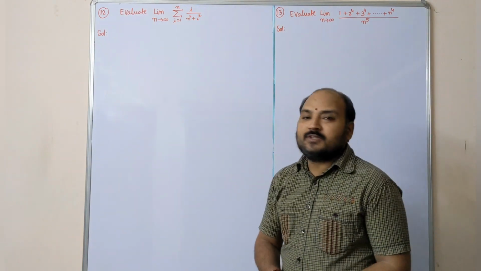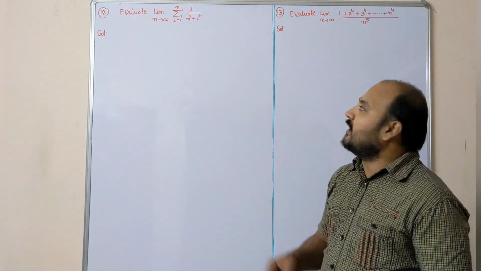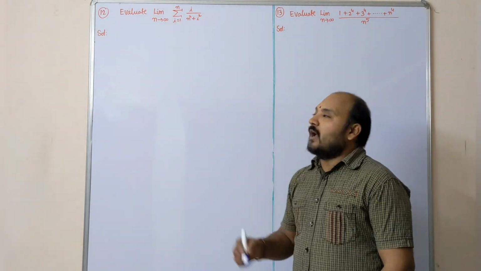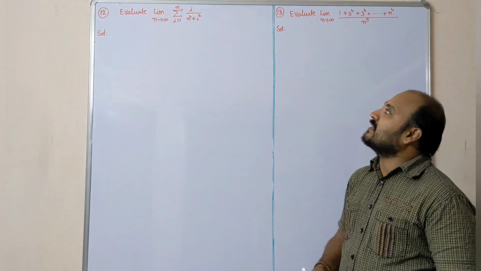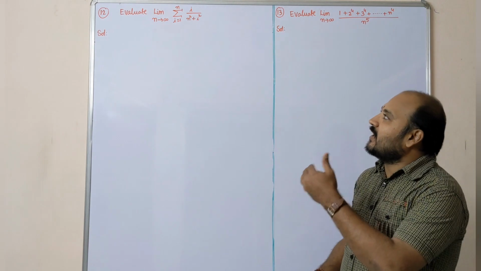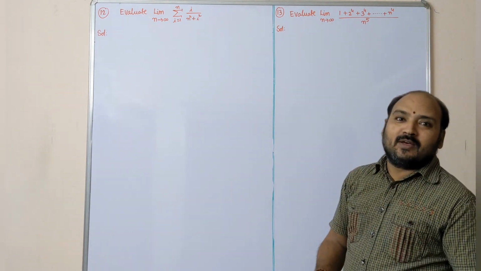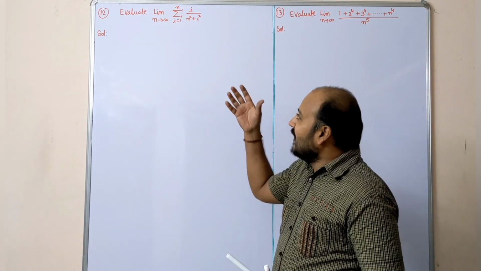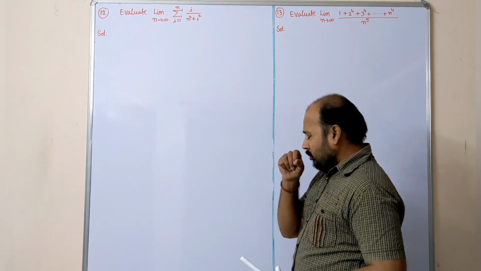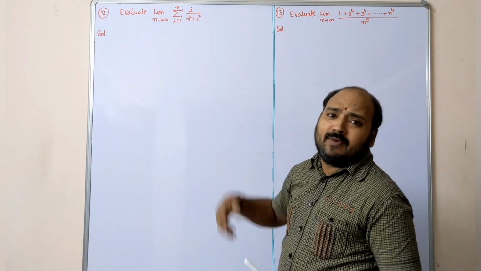The next question, dear students. Evaluate limit n tends to infinity, sigma i equal to 1 to n, i by n square plus i square. This is like the last problem, question number 11. Here also I want to get 1 by n. Here the 1 by n term is missing. Sorry, I want to get i by n value here.